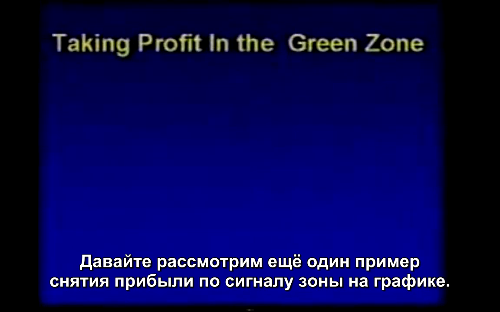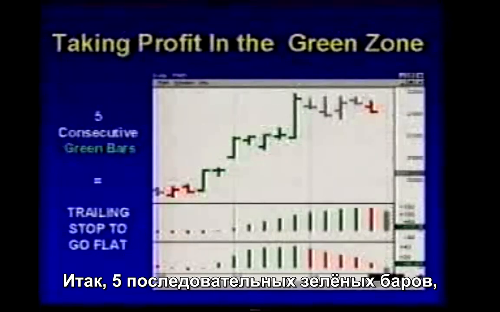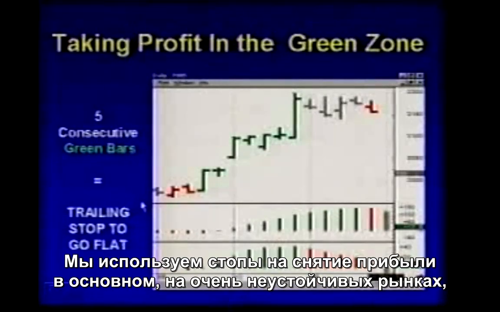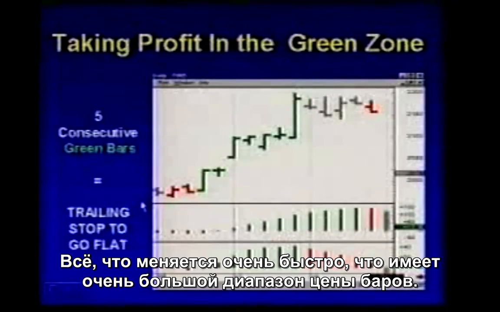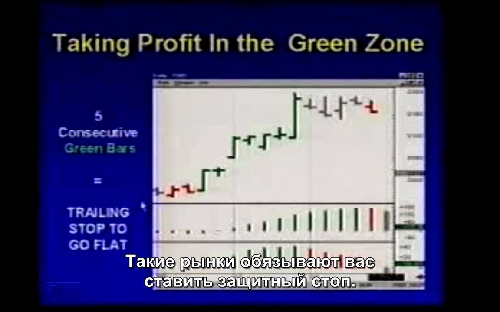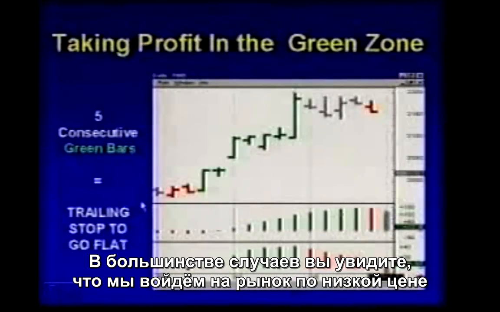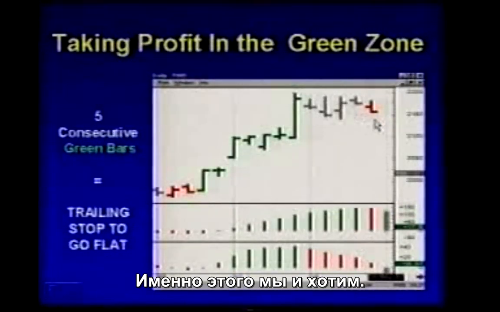Okay, so let's go ahead and take a look at another profit-taking stop on the chart actually. So we have 5 consecutive green bars that equals a trailing stop to go flat. Now, we use this profit-taking stop mostly in very volatile markets, like the 5-minute S&P, the 5-minute Dow, which I like to trade a lot. Anything that moves very quick, that has very large range bars, you may want to use the protective stop. It's going to give you profit. Most of the time what we see is that we're going to get in here at the low, and we always seem to somehow sell at the high, which is exactly what we want to do.